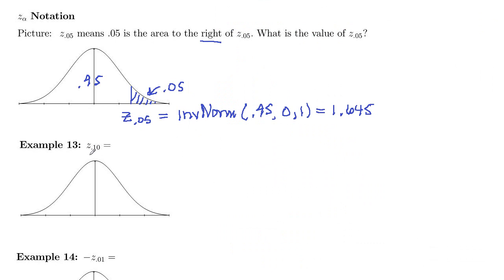Let's look at another example, Z.10. So that means 0.10 is the area to the right. So again, that Z.10 is over here on the right side of the distribution. The right area is 0.10. That means the left area is 0.90. So we're going to do our inverse norm again. And you always put in left area for inverse norm. So 0.9 is our left area.